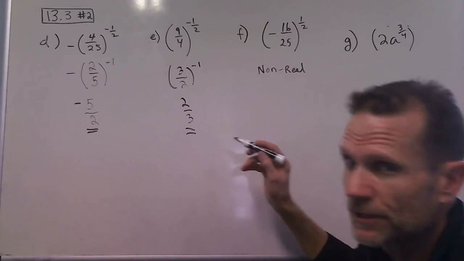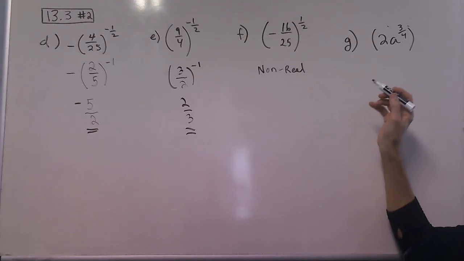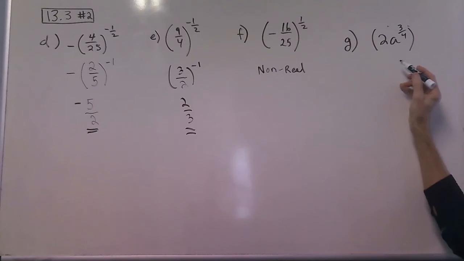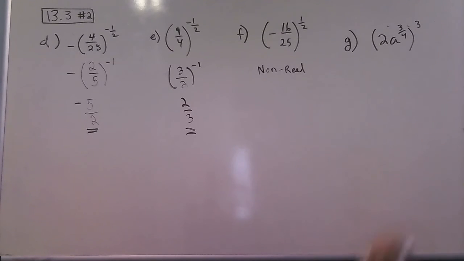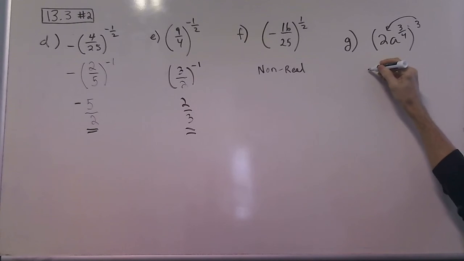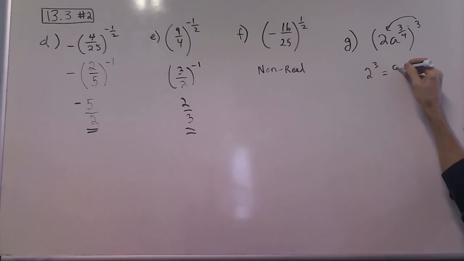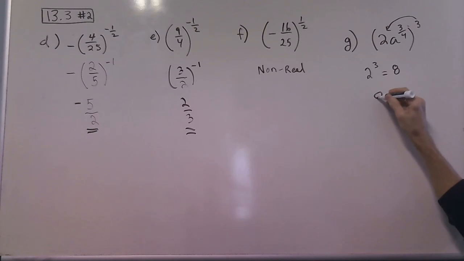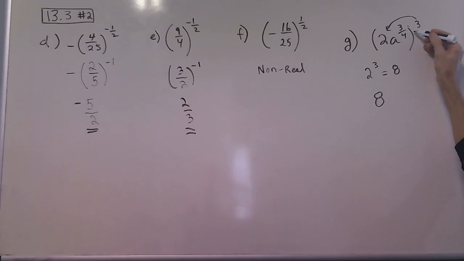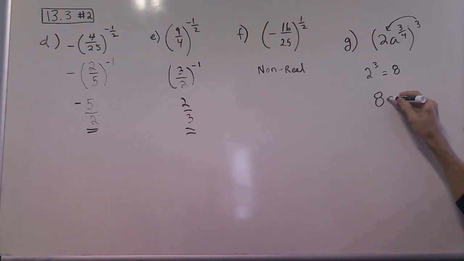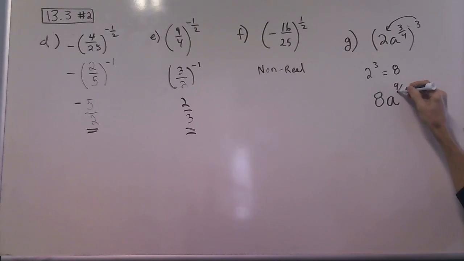And then taking a look at this problem here, I think I wrote it down wrong. We need a cube right here. So what we want to remember is our power rules here, that this has to cube 2. So 2 cubed is equal to 8. So we get 8. And then our power to a power here, we have to take 3/4 times 3, and we get a to the 9/4.